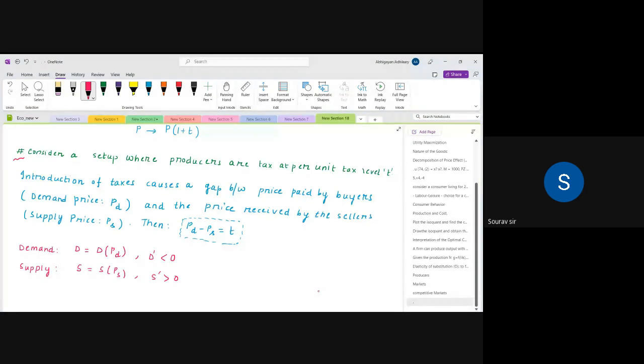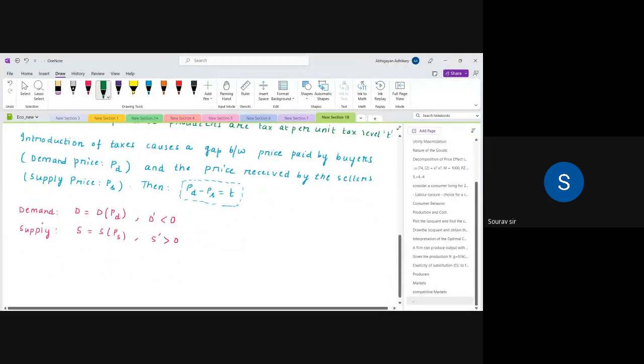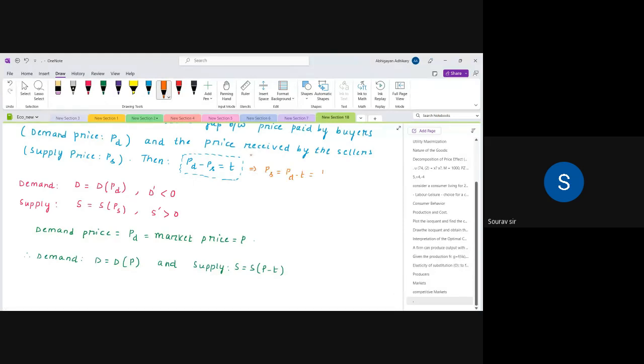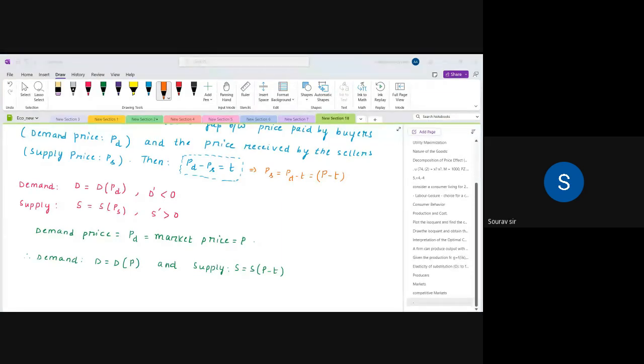Okay. So just to make the notations a little bit similar, if the demand price PD is the same as the market price that we put on the graph, and I denote PD as P, then my notation will change in this way. The demand function will become D as a function of P, and the supply function will become S as a function of PS, because supply is a function of PS. From this expression, what is PS? It is PD minus T, and PD is the market price, so I can denote it as P. So PS is nothing but P minus T. That means my supply function can now be written as a function of P minus T.